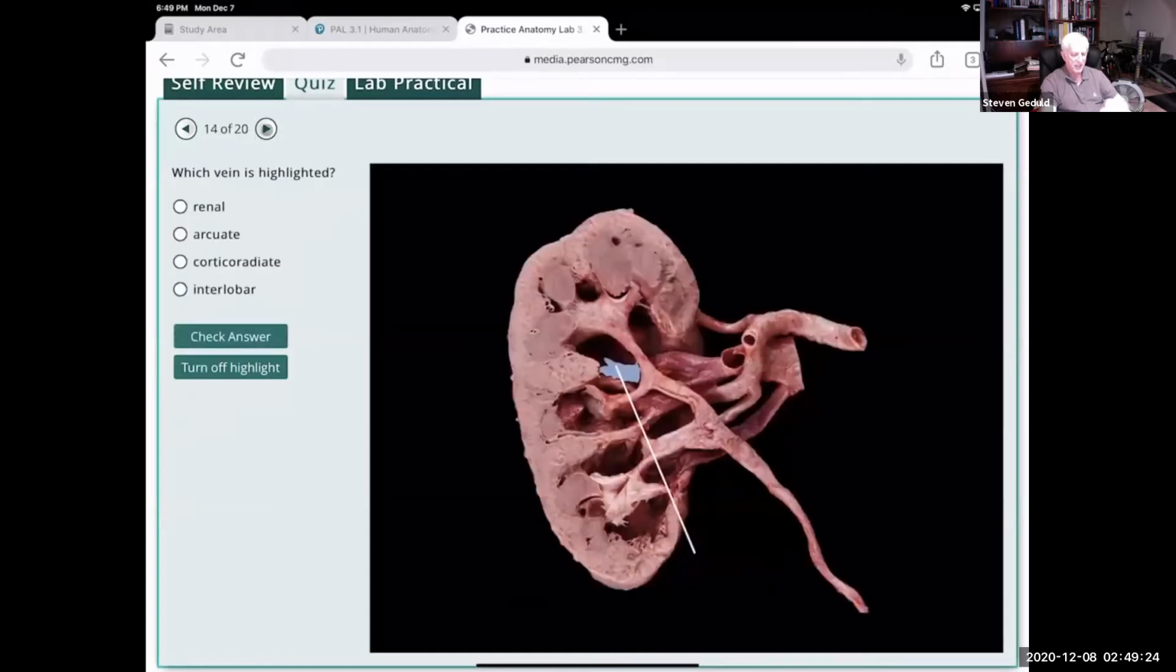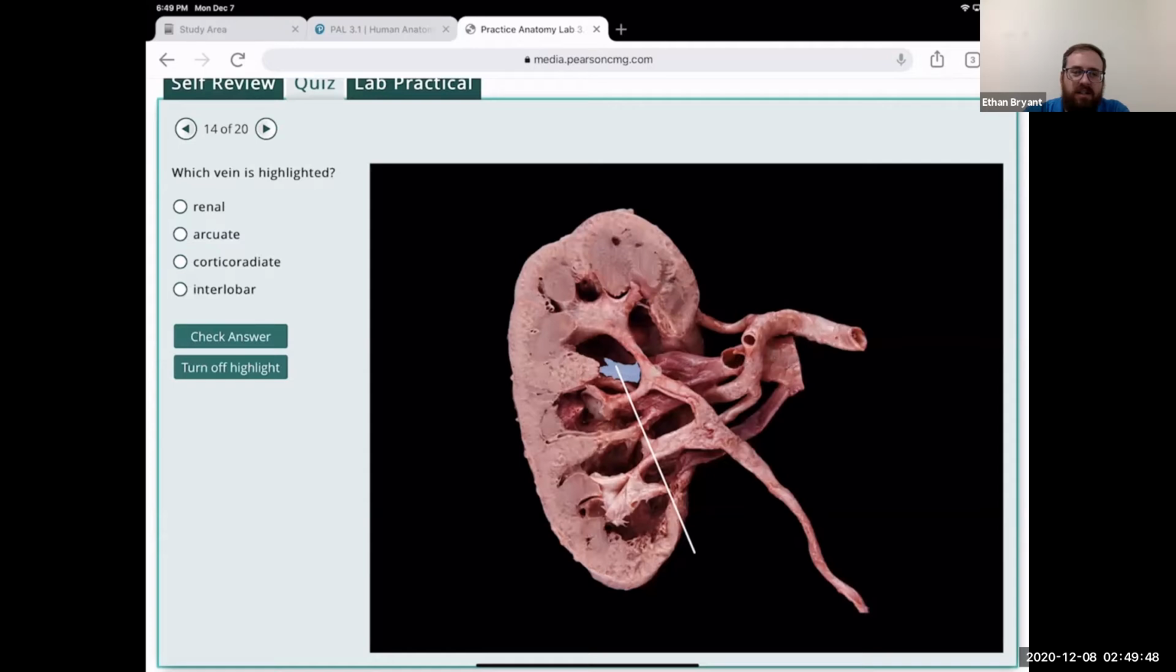All right. What vein is highlighted? Okay. Could be the renal vein, arcuate vein, cortical vein, or the interlobar vein. So here's a renal artery, and here's your renal vein. I'd say that still continues as the renal vein. I don't think it breaks up into anything else. Isn't it the interlobular? It's like in the middle. Yeah, but it's more towards the top. Interlobar.